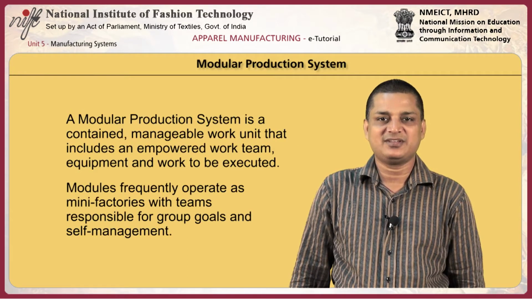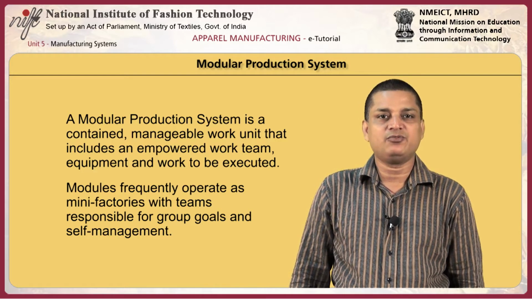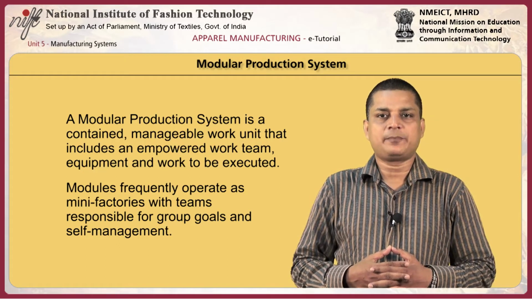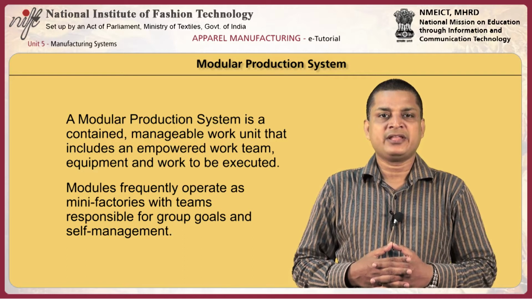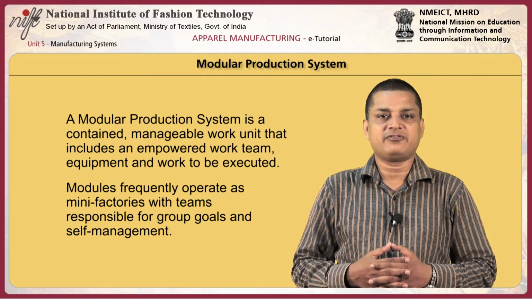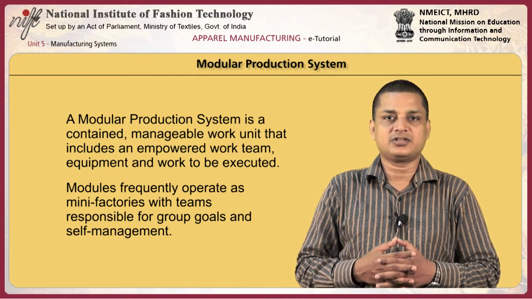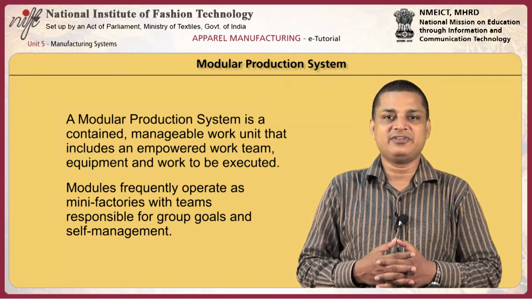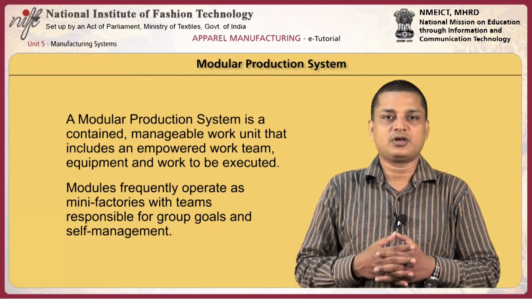A modular production system is a manageable work unit that includes an empowered work team, equipment and work to be executed. Modules frequently operate as mini factories with teams responsible for group goals and self-management. The number of teams in a plant varies with the size and needs of a firm. Teams can have a niche function as long as there are orders of that type of product. But the success of this type of operation is in the flexibility of being able to produce a wide variety of products in small quantity.